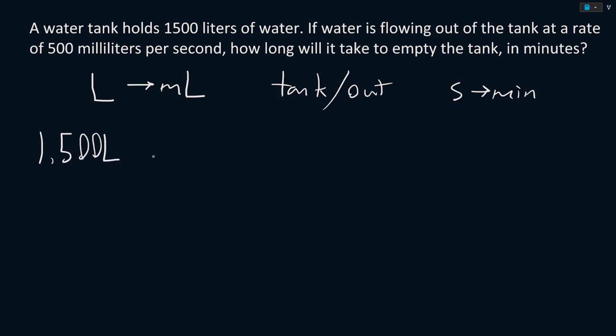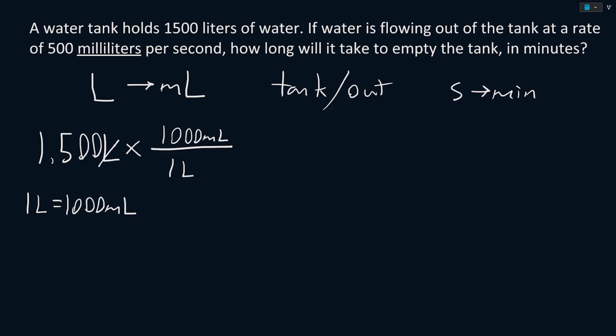We were given 1,500 liters of water, and we want to convert them into milliliters. We know that 1 liter is equal to 1,000 milliliters. So to convert liters to milliliters, we need to multiply through our conversion factor of 1,000 milliliters to 1 liter. Multiplying through, the liters cancel and leave us with milliliters. We get that 1,500 liters is equivalent to 1,500,000 milliliters. This is now the volume of the tank in milliliters.